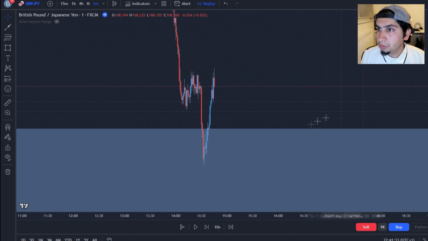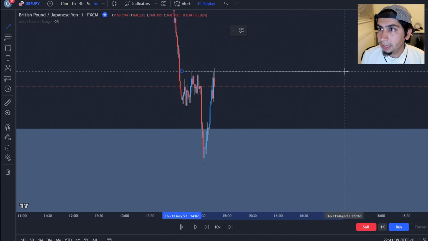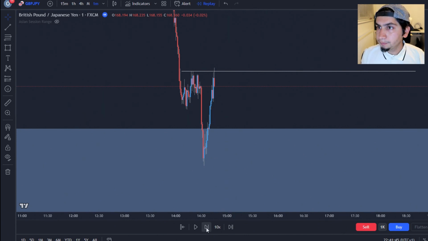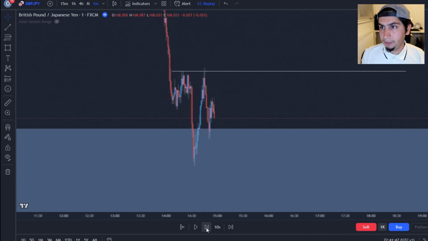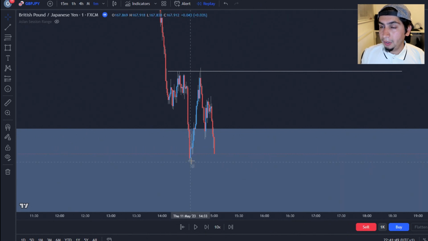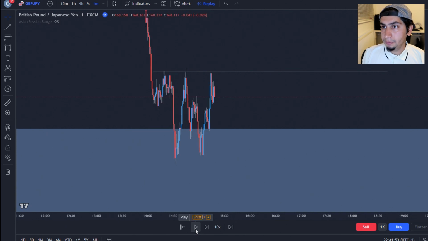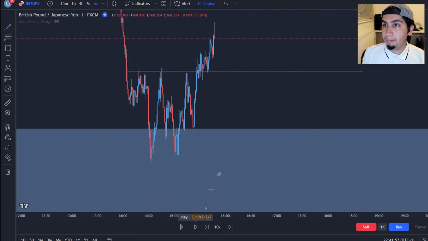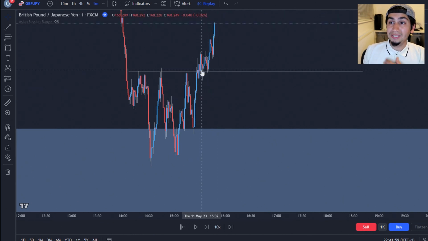Okay, so price came and tapped into that 4-hour imbalance. We want price to break this level, and I'm not looking just for the wicks, I'm looking for the actual body candles to close above, which it didn't. Okay, so this is the low, and we want this area to be broken, which it didn't. So right now there's nothing to do. Now price is breaking to the upside, and the candles actually close.